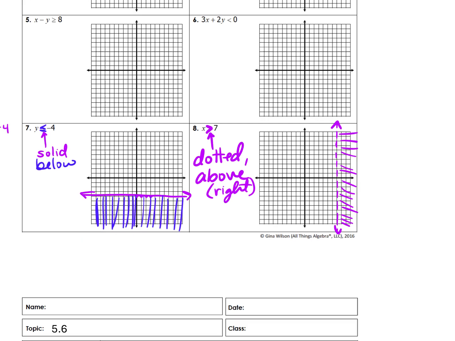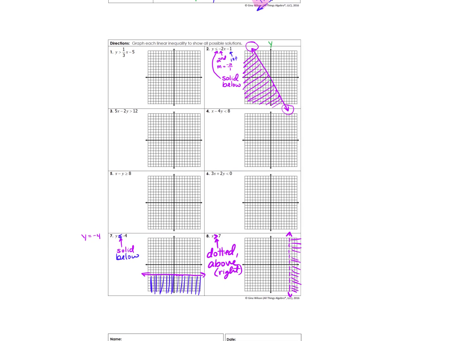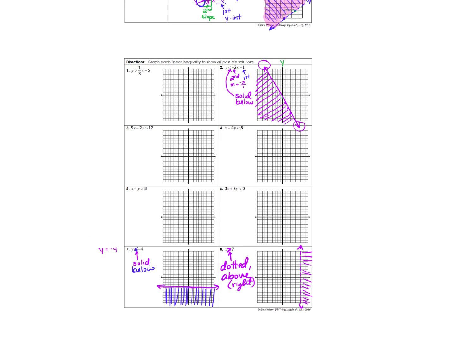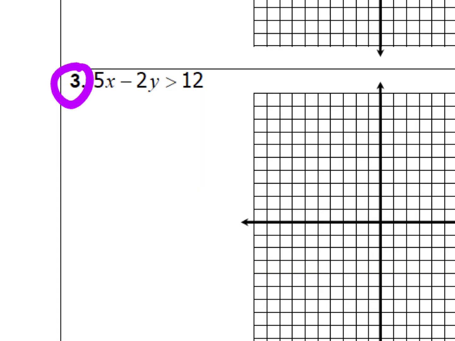Okay, here's what I want you to do then. I want you to try number 3 on your own. Okay, try this one. You're welcome to chat with the people around you and see how they're doing, but give that a go.